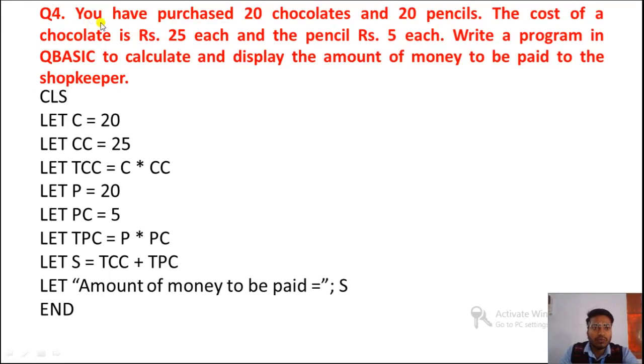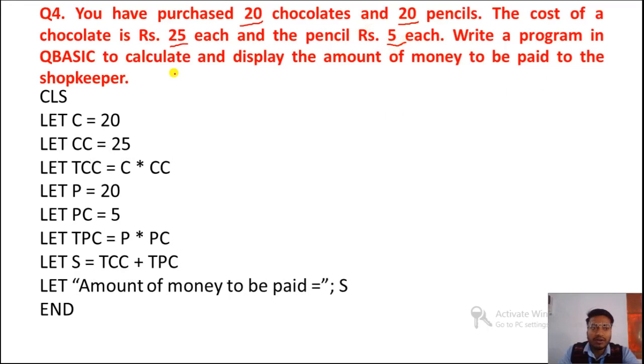Now question number 4. You have purchased 20 chocolates and 20 pencils. The cost of a chocolate is rupees 25 each and the pencil rupees 5 each. Write a program in QBasic to calculate and display the amount of money to be paid to the shopkeeper. So here we have the number of chocolate 20 and the number of pencil 20. Okay, and the cost of each chocolate is given 25 and each pencil is given 5.